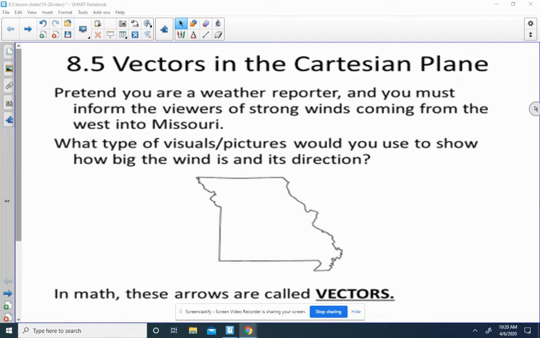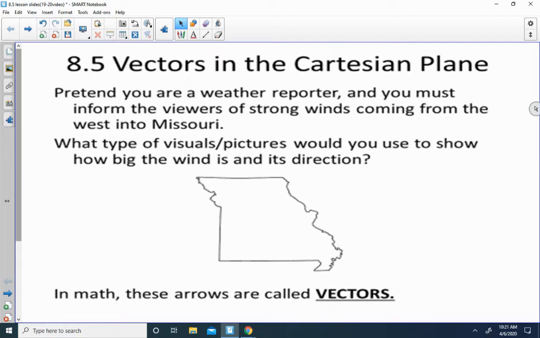Today we're going to be doing 8.5, vectors in the Cartesian plane. I just want to let you know, 8.1, that one was pretty interesting. That was pretty rough. But I just want to let you know, 8.5 is going to be much easier. Trust me, it's going to be much easier. You'll get through the online homework a lot quicker, and you'll feel a lot better about this one. Trust me. So just wanted to point that out.